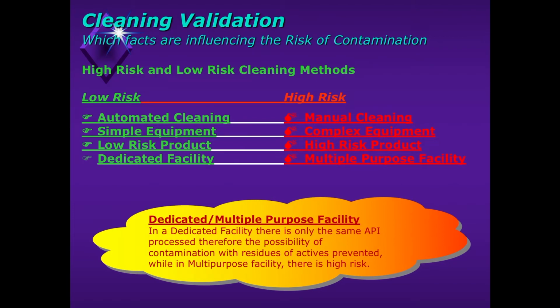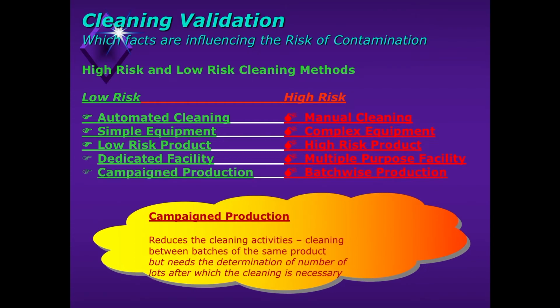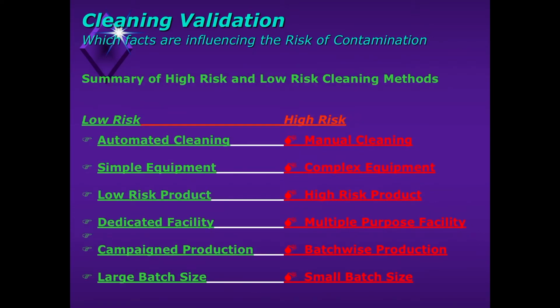It also depends on the type of facility. If we have dedicated facilities, the risk is very low. If we have multi-purpose facilities, the risk is very high. Risk also varies with the production type. If we have campaign production, the risk is very low. If we have batch-wise production, the risk is very high. This is a summary of the risk. In case of low risk: automated cleaning, simple equipment, low potency product, dedicated facilities, campaign production, large batch size. High risk is because of manual cleaning, complex equipment, highly potent products, multi-purpose facilities, batch-wise production, small batch size.